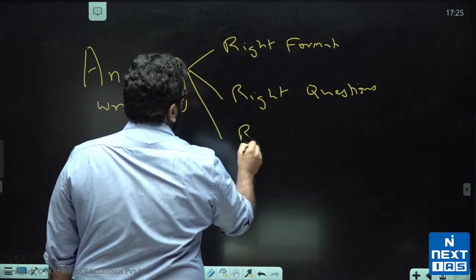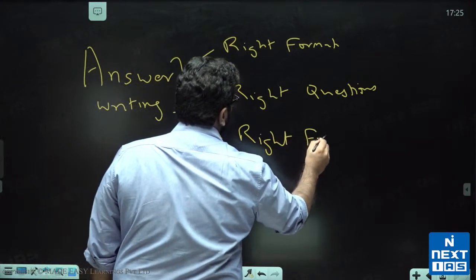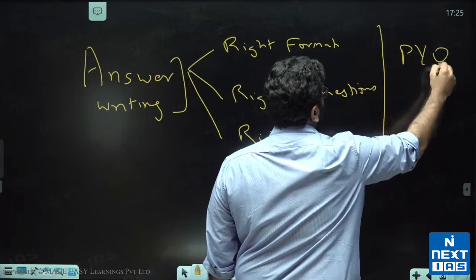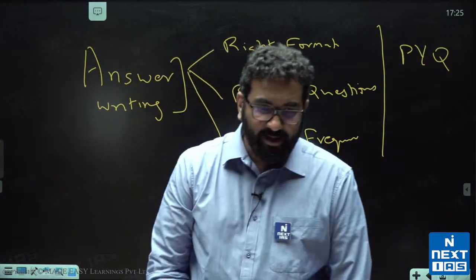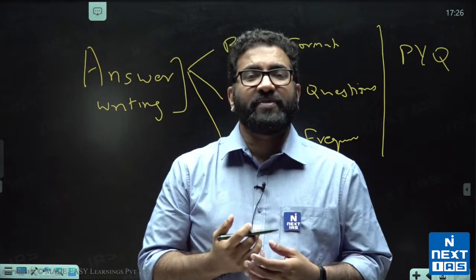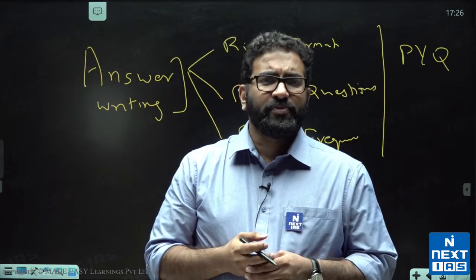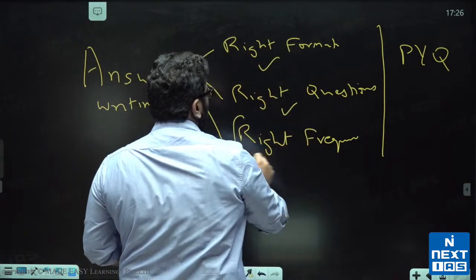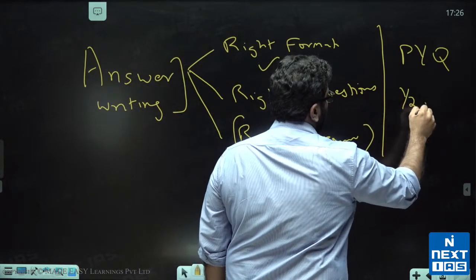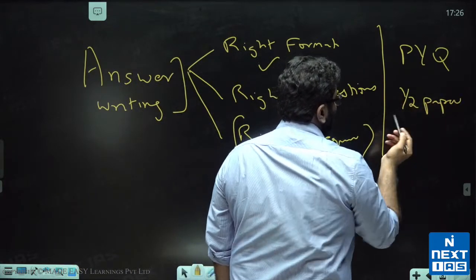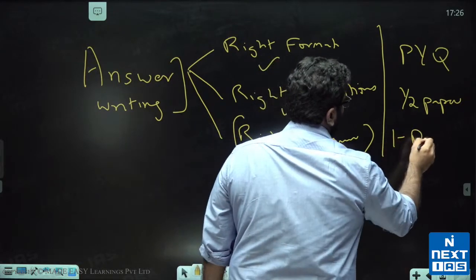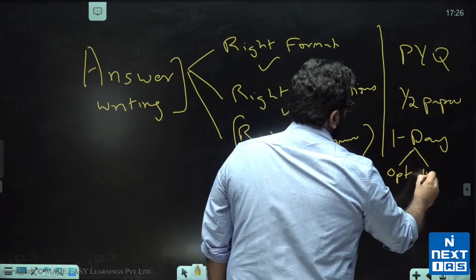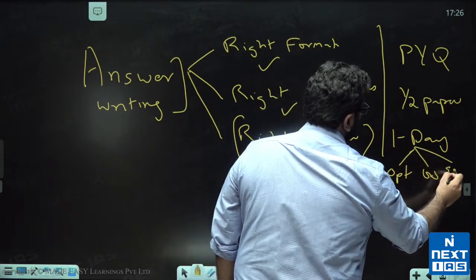Right format, right frequency. PYQ is my most preferred choice with respect to answer writing. As I mentioned earlier, I would prefer you to write the last 5 years of GS1 and GS4 and the last 3 years of paper 2 and paper 3. This will be the right format and the right questions. And for frequency, you should target at least a half paper every week. In fact, every week, one day should be a test day where you are preparing for both optional and GS, and at least every alternate week you should be writing an essay.